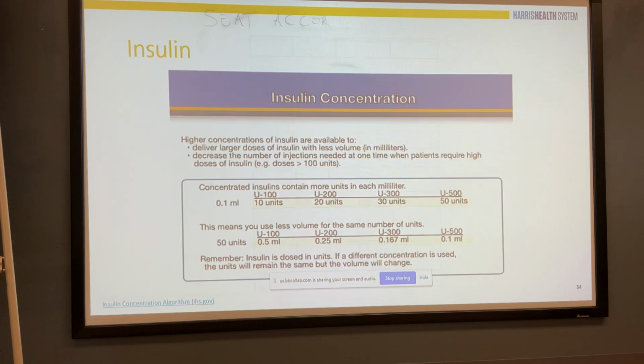Alright. So I kind of touched on insulin concentration a little bit. But we talked about the U-200, 300, and 500. So basically, sometimes patients start getting insulin resistant and their bodies need a lot more insulin.